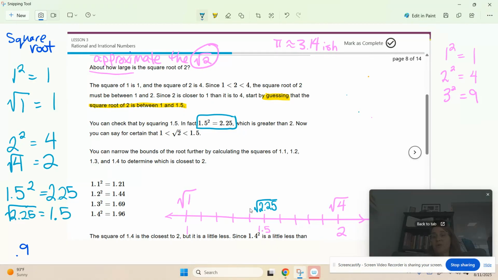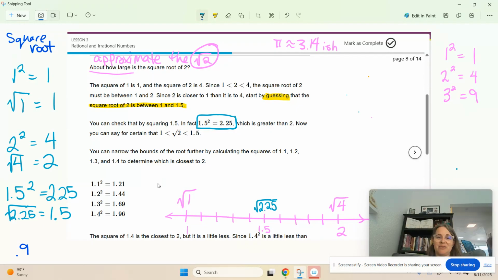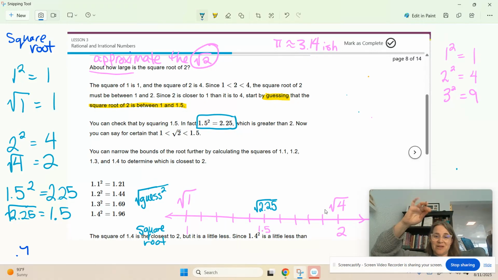All right, so basically, if you look at my number line, what we have on the top is we're putting the guess squared under the radical. Okay, if that makes any sense. Okay, and at the bottom we have our square root. So the numbers above the number line are our guess squared, square rooted. Below the line we have our square root. All right, and we're still looking for the square root of 2.